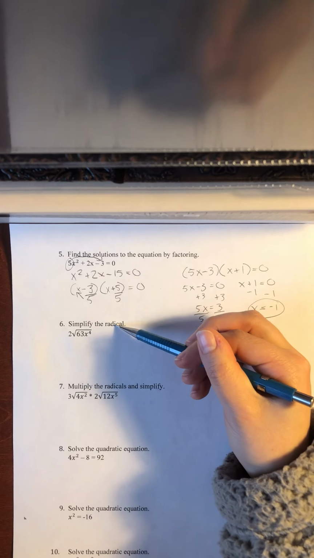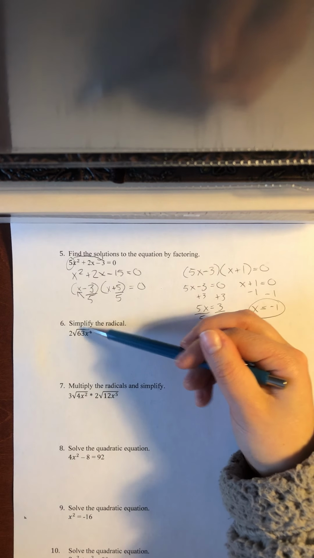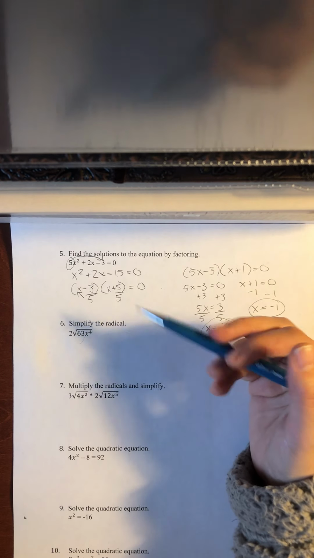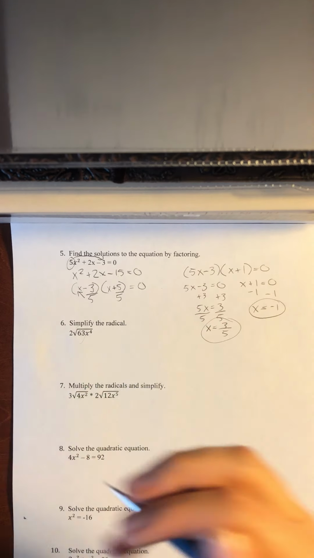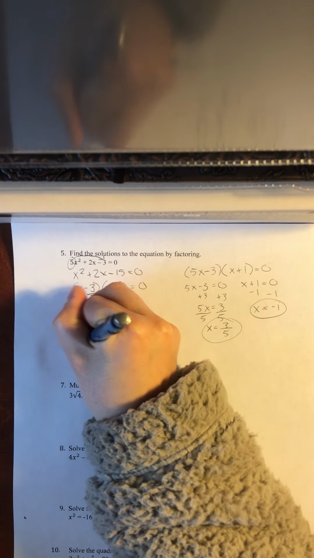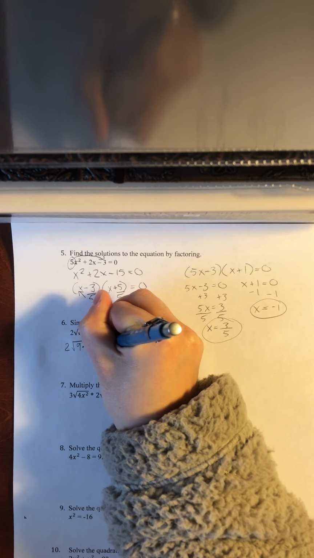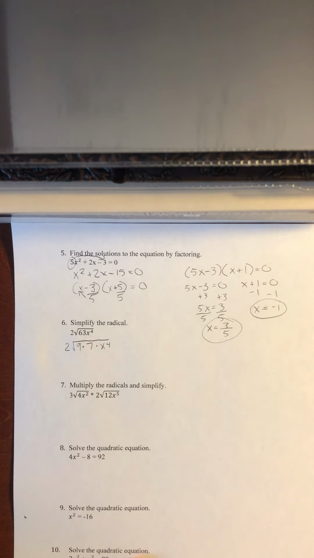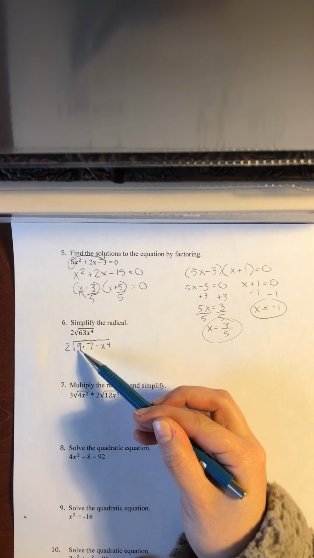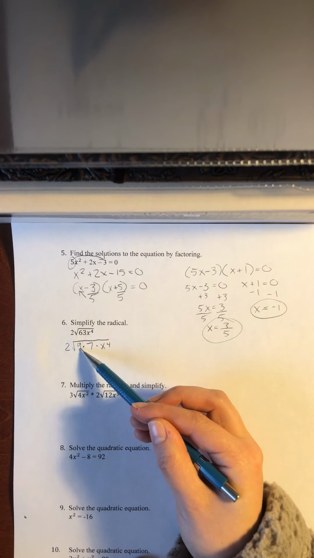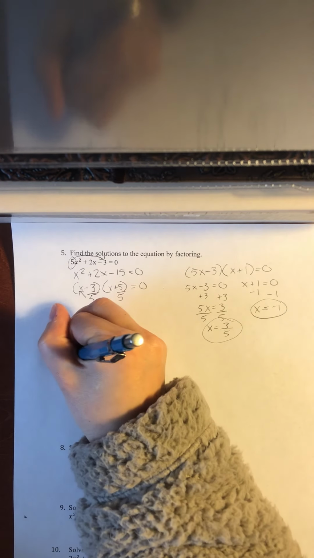Next problem, simplify the radical. So we have to figure out what perfect square goes into 63. That would be 9. So we can simplify this to 2 radical 9 times 7 times x to the 4th. The square root of 9 is 3, so that's going to come out and get multiplied by what's in front. So 3 times 2 is 6.